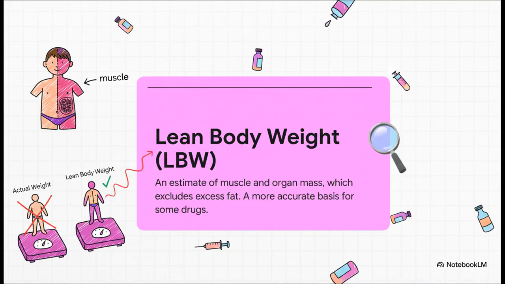So what exactly is lean body weight? Think of it like this. It's an estimate of a person's weight if you could somehow just remove all their body fat. It's the mass of their muscles, their bones, their organs. And for a lot of medications, this is a much more accurate picture of the part of the body the drug is actually going to affect.